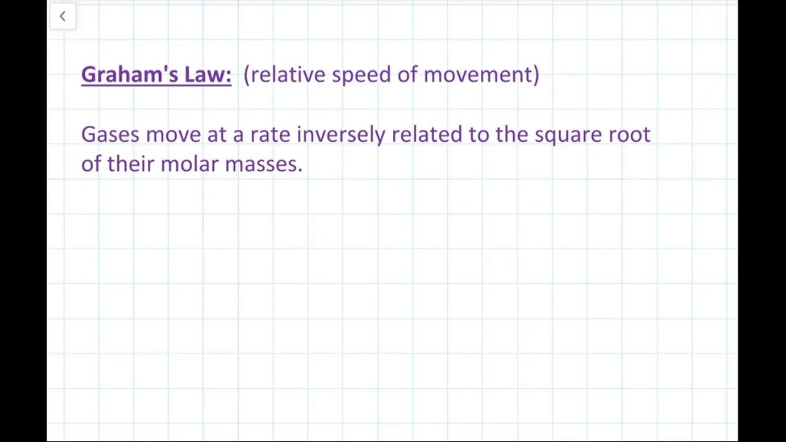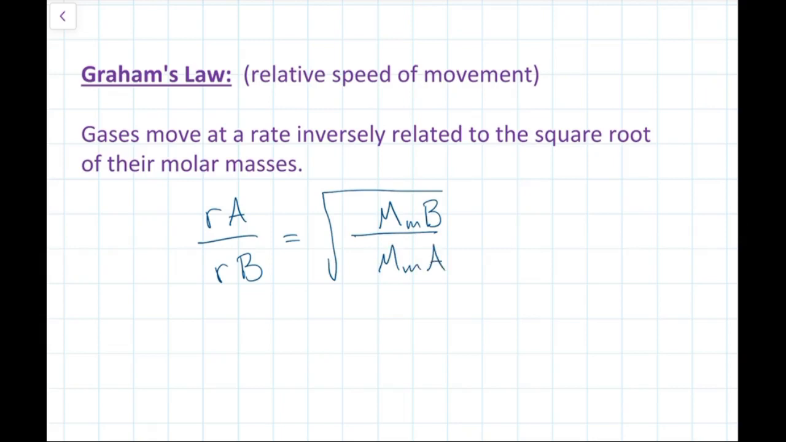So, in other words, if I want to talk about the rate of movement, which is going to be symbolized by R, and I'm just comparing 2 gases, I'm going to write this as the rate for gas A compared to the rate for gas B is equal to the square root of the molar mass of B over A. So the inverse part, of course, comes with the fact that we've got A on top here and its molar mass is on the bottom over here.